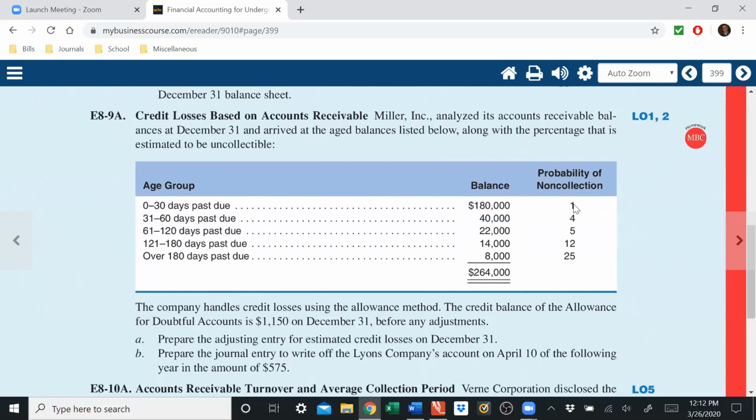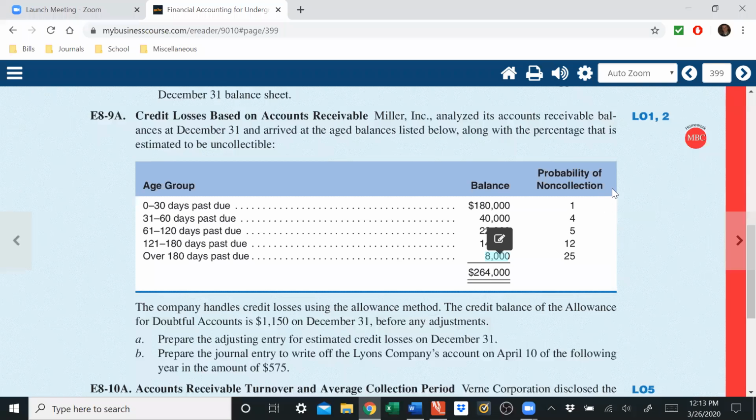And for each of these amounts, they've estimated a probability of non-collection. So the $180,000 of accounts receivable that is between 0 and 30 days past due, they estimate not to be able to collect 1%. Or another way to interpret it is 1% of this they expect to not be able to collect, and so forth. And as you can imagine, the $8,000 that's over 180 days past due, that's over 6 months past due, they expect to not be able to collect 25% of that. So the probability of non-collection goes up.